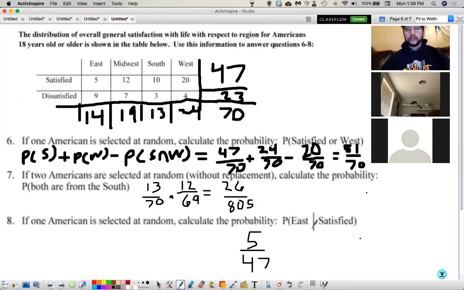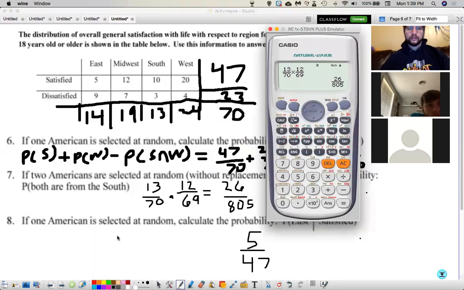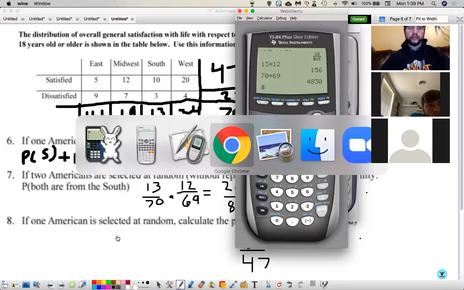So anytime you see this line here, that represents given. So that changes our population we're looking at. We're given they're satisfied, so we're looking at the satisfied population. Going pretty fast. Guess we keep going.